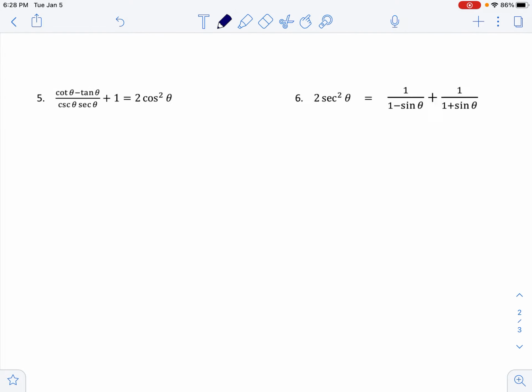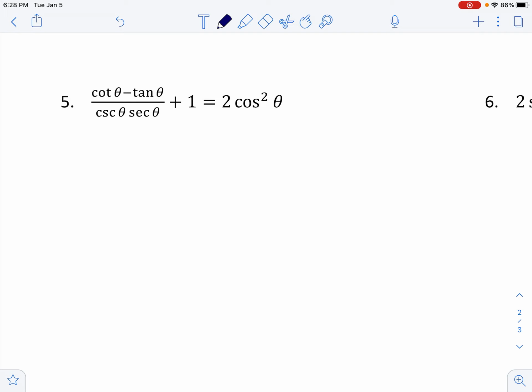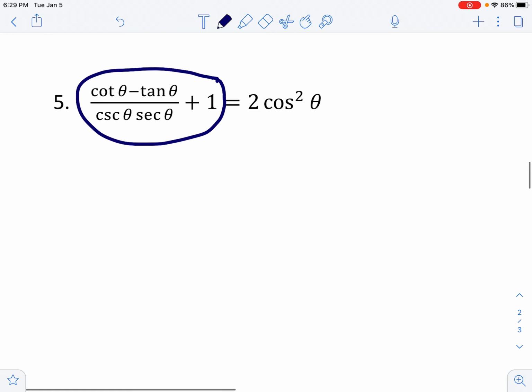Okay, a couple more practices here. What side's more complicated? Clearly this left side right here. Now, before we get started, I would like to say that there are several different ways to do this. So if you do it a different way than I do and you still get the same answer, that's absolutely fine. Okay. All right, so what I'm going to do is say that this looks insane.